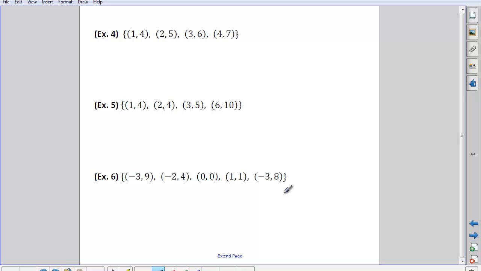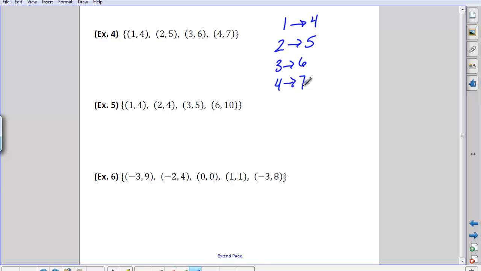Here we have 3 different sets of ordered pairs. So we want to ask the same question for each one of these sets of ordered pairs. Is it a function? Okay, so one way to see this is to actually just make a mapping. So for example 4 here, I can make a quick mapping. The ordered pair 1, 4 means that the input value 1 corresponds with the output value 4. Just going across there, I've got 2, 5, 3, 6, and 4, 7.